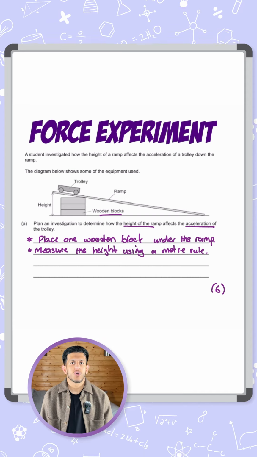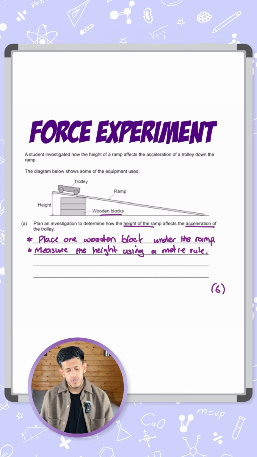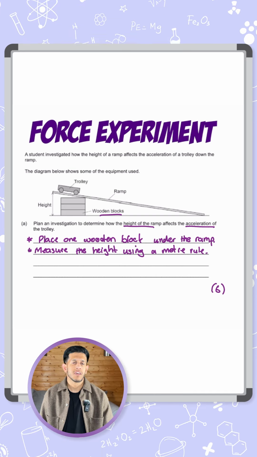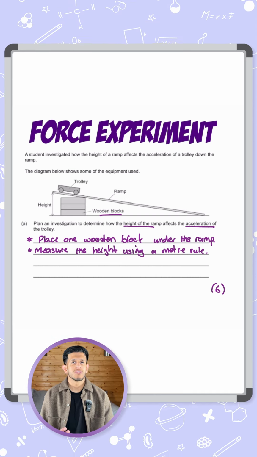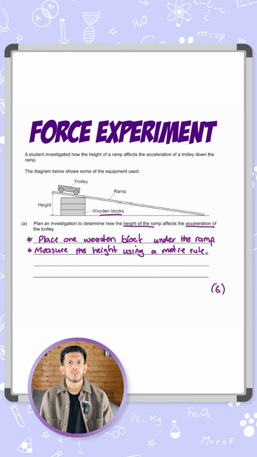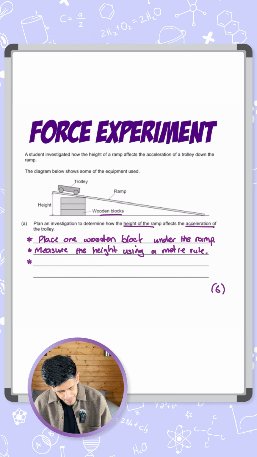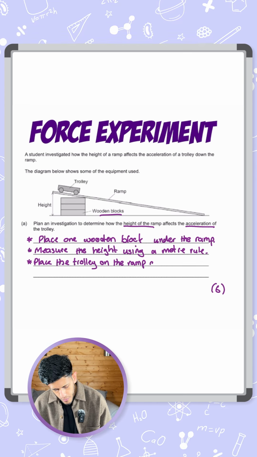Now we want to place this trolley on the ramp, and we're not trying to apply any force on it ourselves, because we're trying to see how the height affects the acceleration. If we apply a force and push it, that's going to affect the acceleration some more, so we don't want to get involved. So we just place the trolley on the ramp and let go, release the trolley. Okay, so we're going to say place the trolley on the ramp and release it.